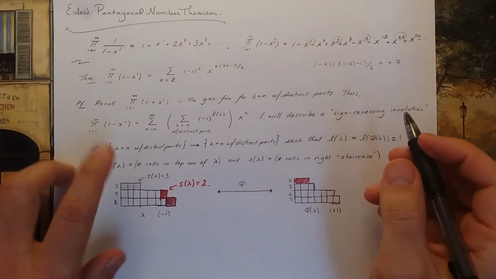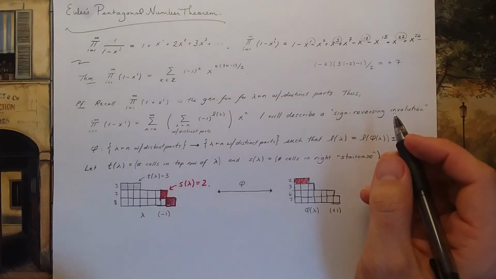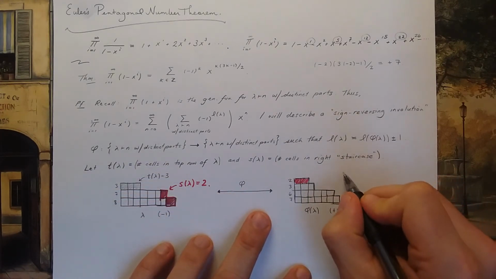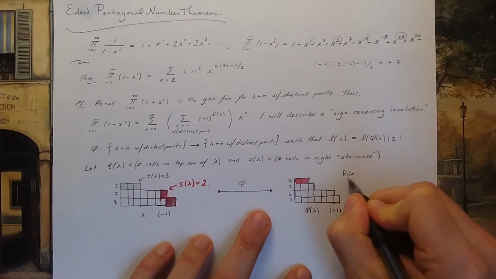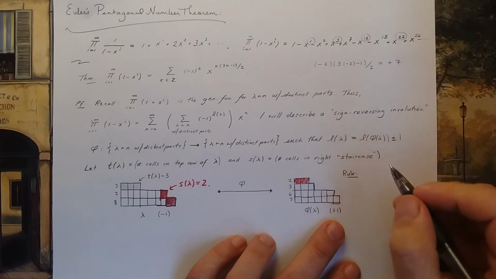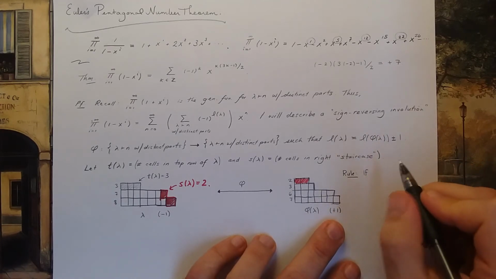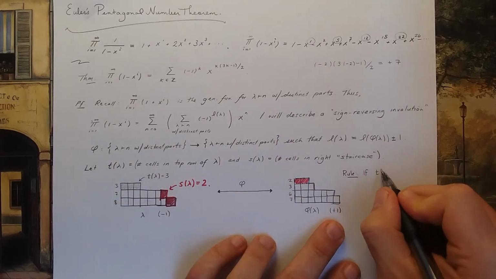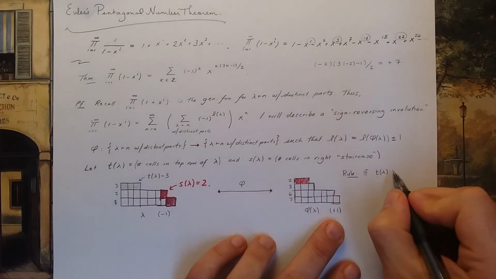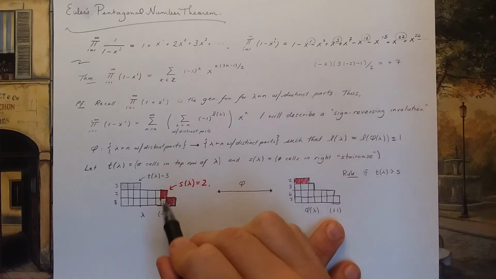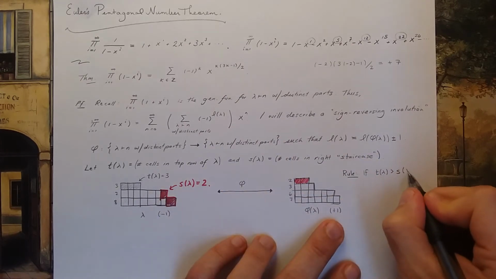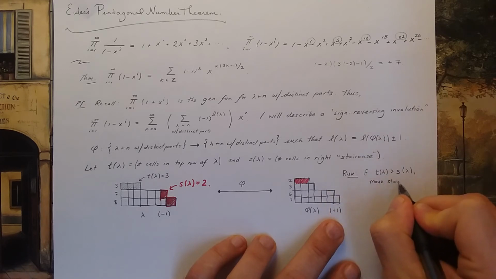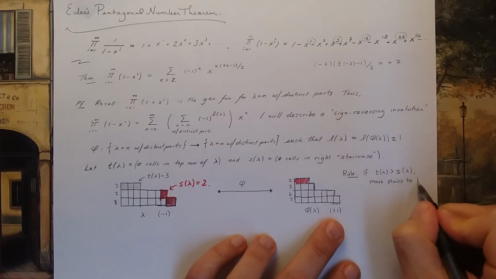Here is the general rule on how to define this phi. So here is the rule. If the top of my integer partition is bigger than the number of stairs, like in this situation, move the stairs to the top.